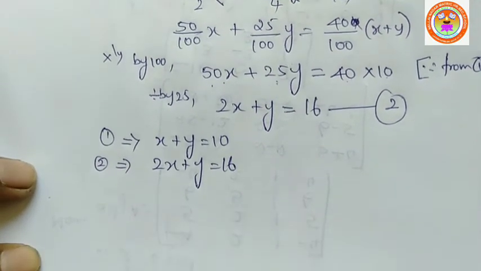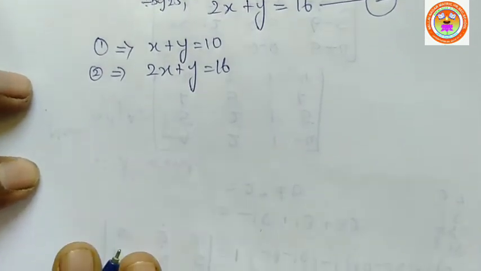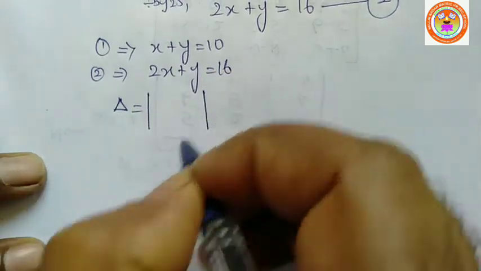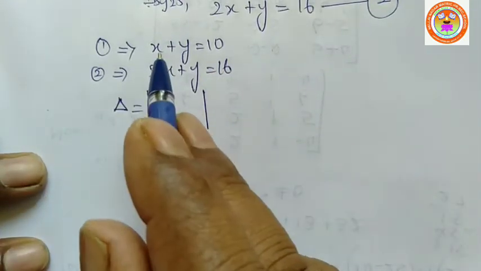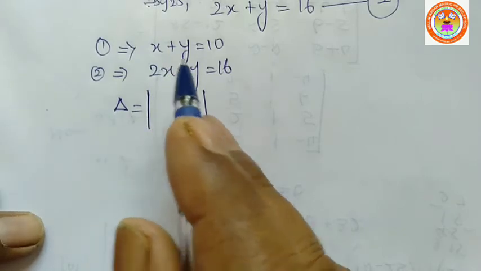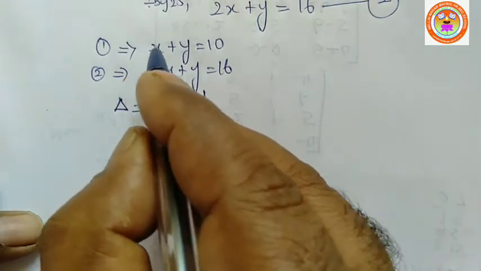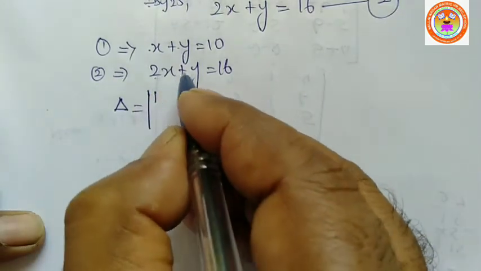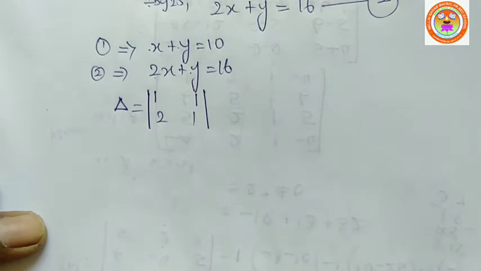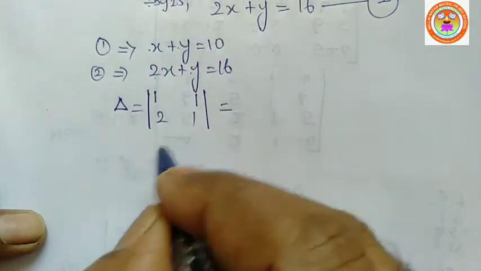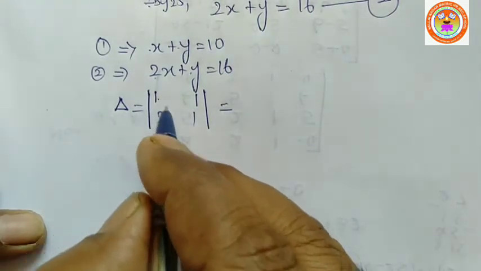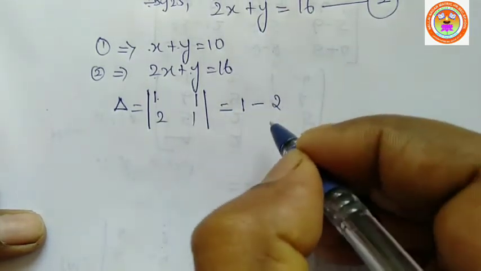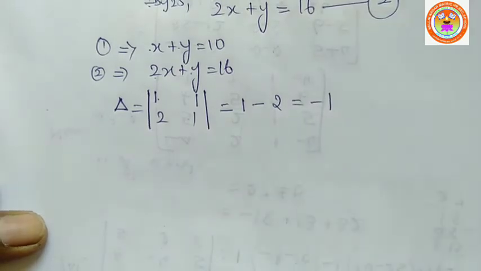For that, first we need delta. What is delta? Delta means the determinant of the coefficient matrix, right? The coefficients of x and y: here 1, here 1. So 1, 1, 2, 1. When we expand this determinant, we get 1 into 1, 1, minus 2 into 1, 2. 1 minus 2 is minus 1.